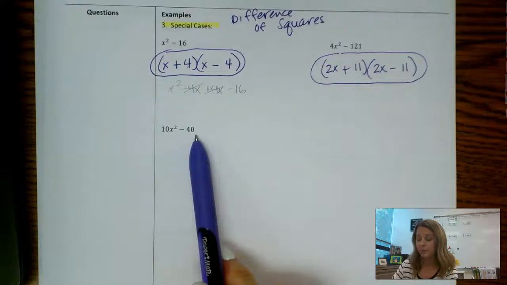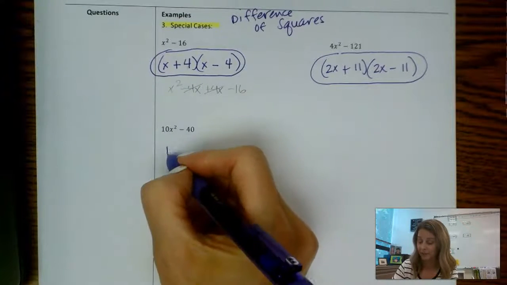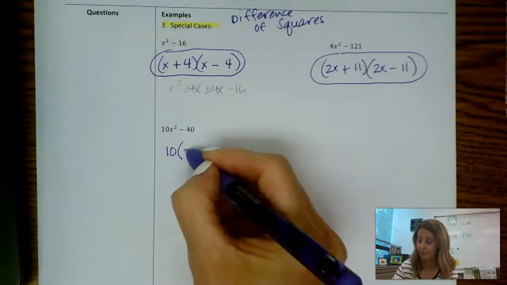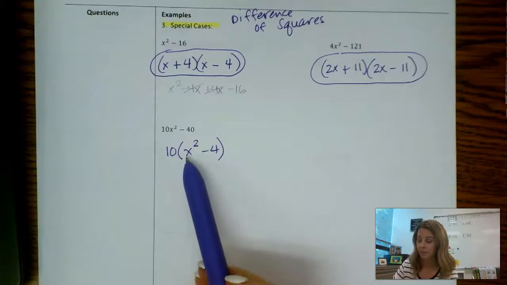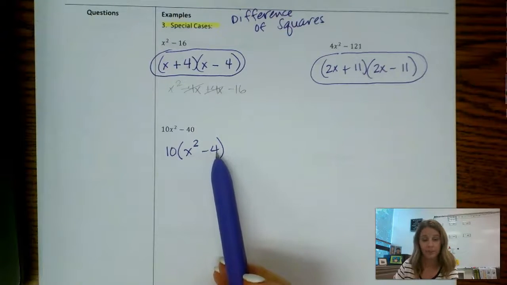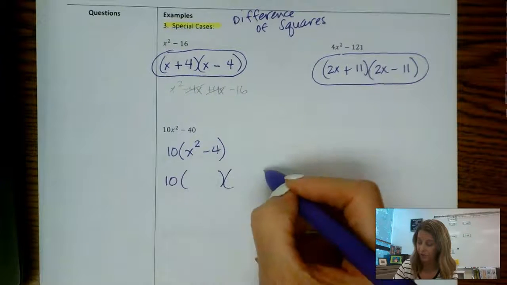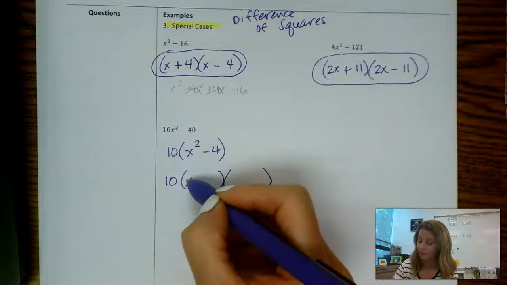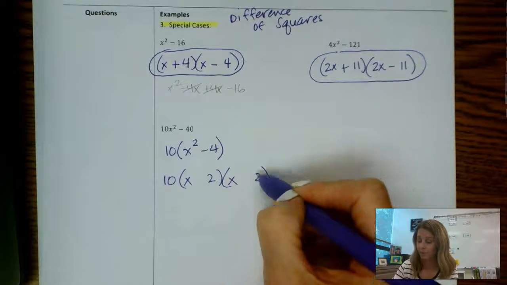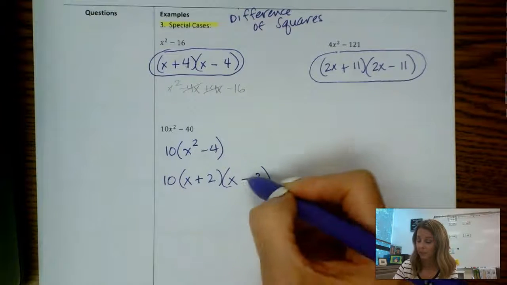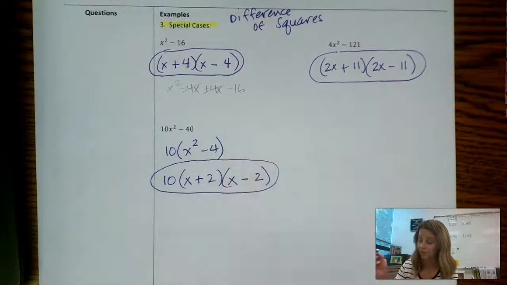These are not perfect squares, but there's a GCF. There is a 10 I can factor out. So let's factor the 10 out. X squared minus 4. Perfect square, perfect square. Okay, so I bring the 10 down. That is part of your solution. X times x gives me x squared. 2 times 2 is 4. 1 positive, 1 negative to make it drop out, and that is your solution.